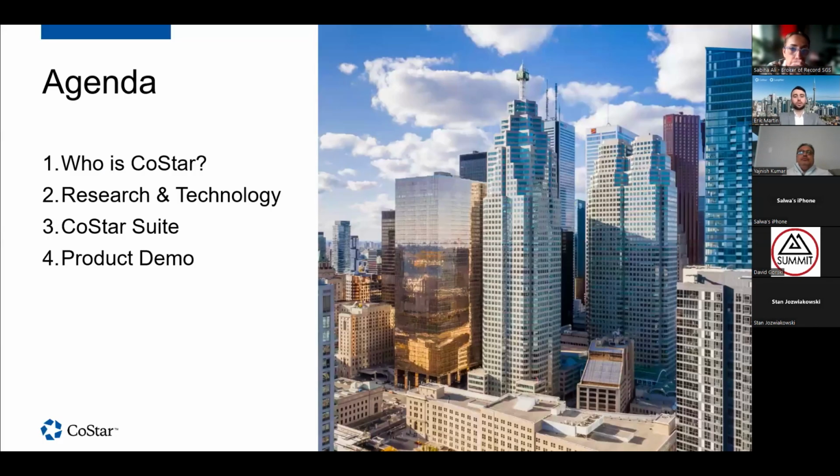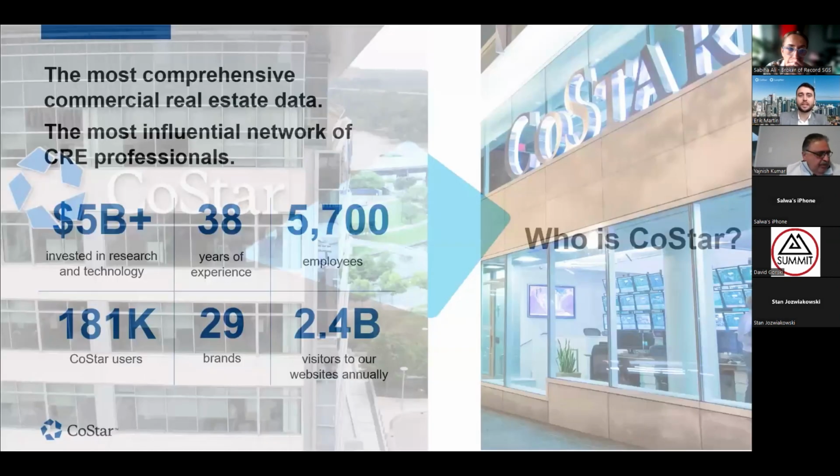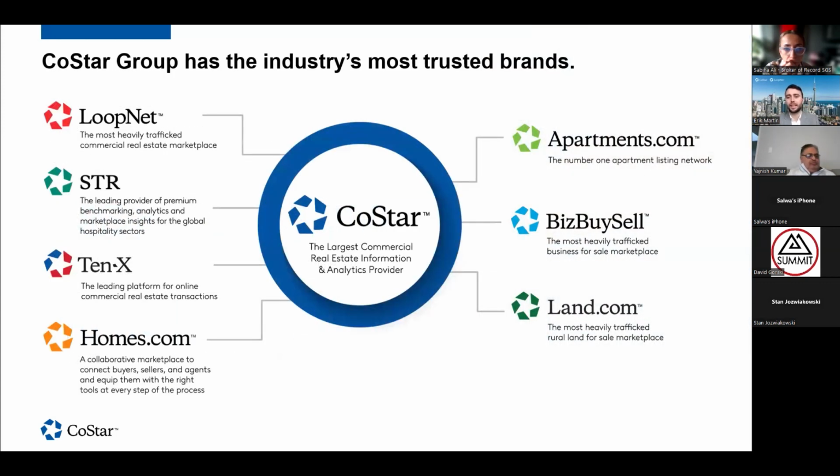So we'll talk about who is CoStar, our research and technology, and finally we'll get into the CoStar platform. First of all, who is CoStar? CoStar is the most comprehensive commercial real estate data and the most influential network of commercial real estate professionals. We spent over $5 billion on research and technology over the past 38 years. CoStar is a S&P 500 NASDAQ 100 company, has about 5,700 employees, almost over 180,000 subscribers, 29 brands under the CoStar Group umbrella. Some of those brands are here.